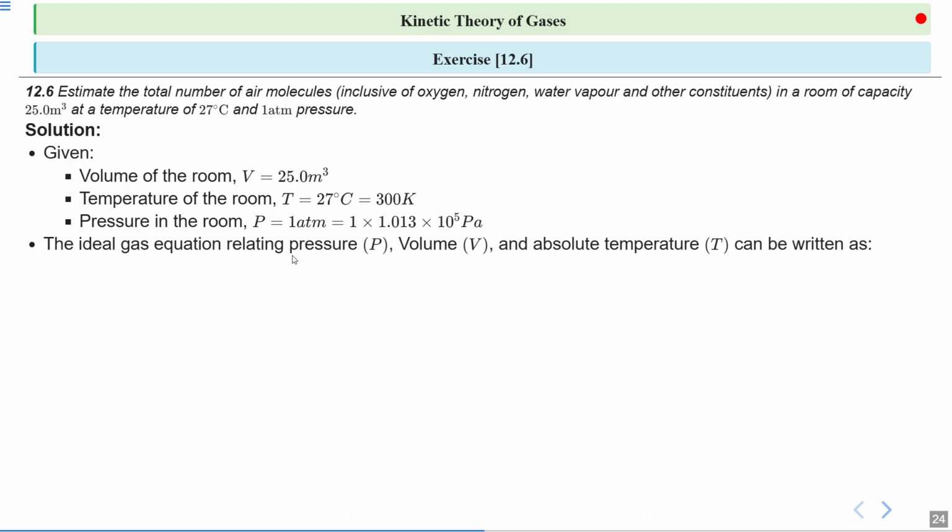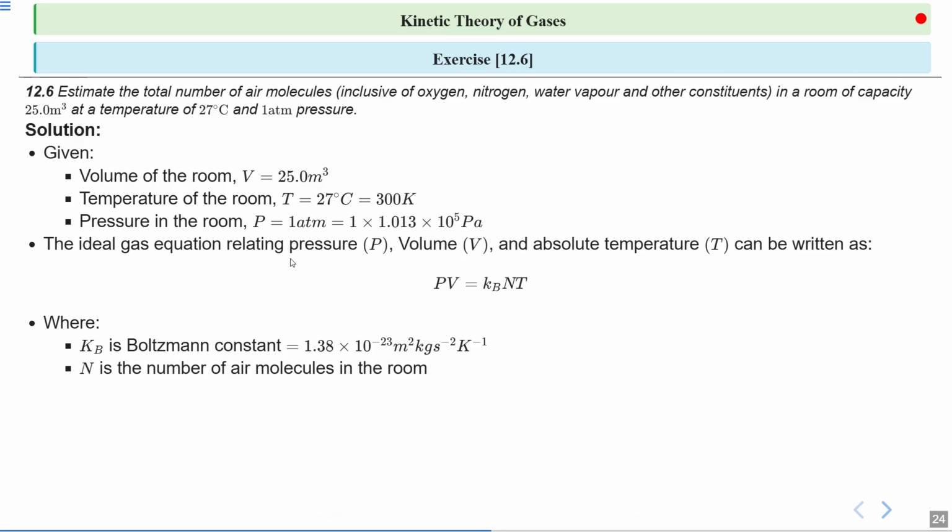Now we have all the given values. We can use the ideal gas equation. This equation relates pressure, volume and temperature to the number of molecules. So PV is equal to N KB T. KB is the Boltzmann constant, whose numerical value is 1.38 into 10 raised to the power minus 23. And N is the number of air molecules in the room.